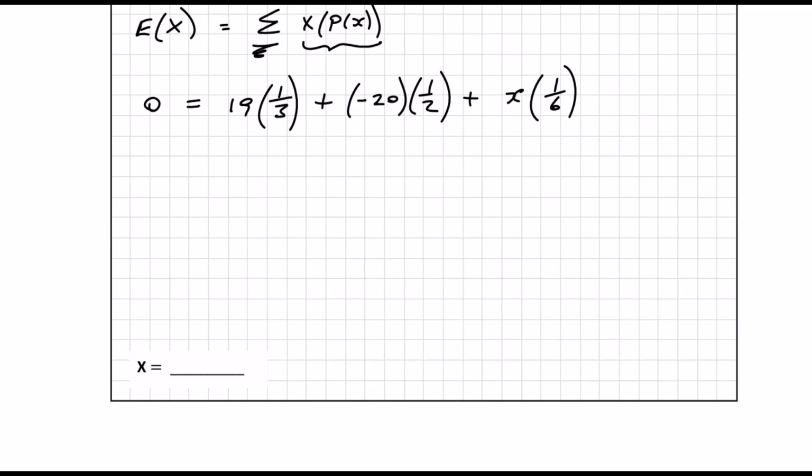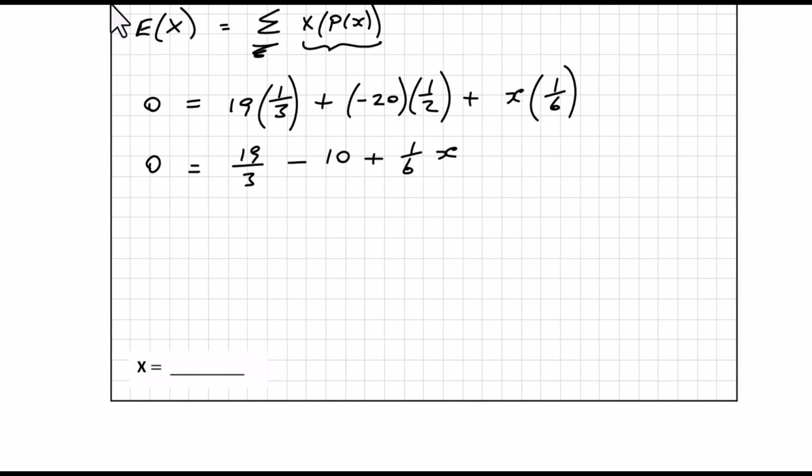We've just got to simplify that and try and isolate the X. So let's see if we can do this. So we got 0 is equal to 19 times 1/3. Well, let's just do 19 over 3. Plus times minus minus. Half of 20 is 10. And over here we end up with 1/6 X. So it's plus 1/6 X.